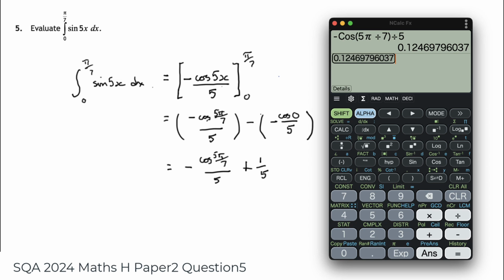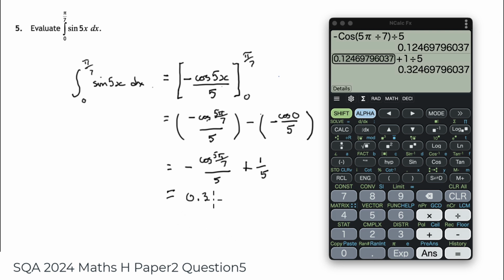And I want to add 1/5. 1 divided by 5. And see what that comes to. There it is. So we've got 0.324 and so on. And that's in radians. So that's approximately, let's just take it to 2 decimal places.